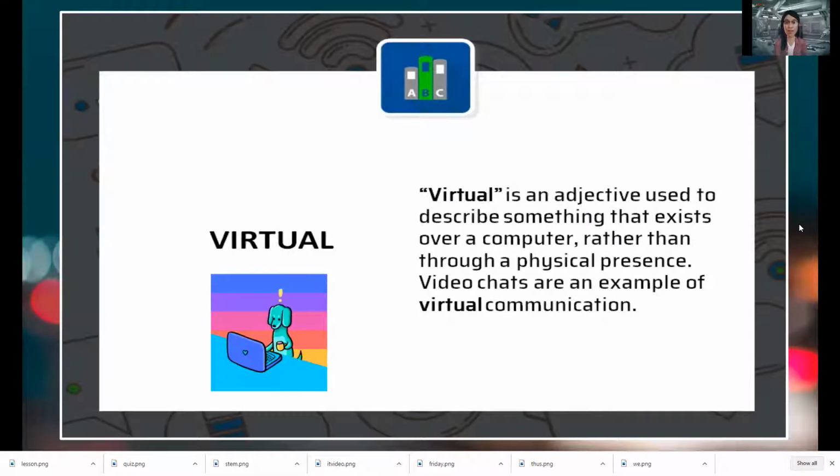Virtual. Virtual is an adjective used to describe something that exists over a computer rather than through a physical presence. Video chats are an example of virtual communication.